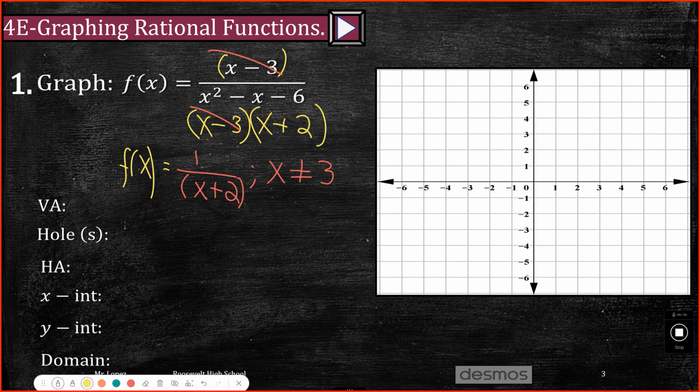X equals what? Speak louder, anybody? X equals negative 2. Vertical asymptote at x equals negative 2. It has a hole. Where does it have the hole at? At 3. Hole at x equal to 3.